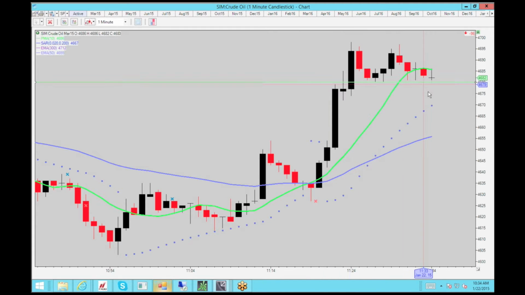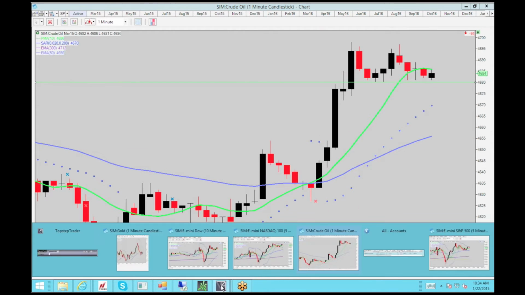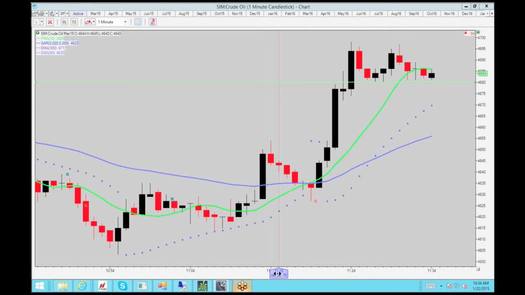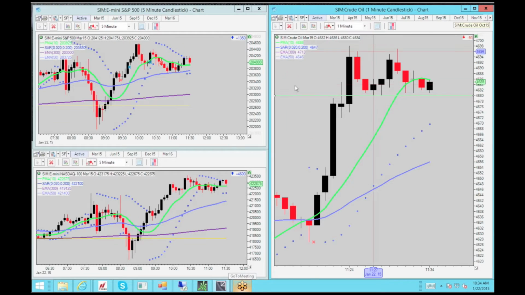So if this breaks this level, it's going to come. You're going to start seeing it come back pretty good. You can see the fight going on here. Let's see if I've got one up. That's pretty common. This should have taken the S&P higher. So here's the S&P on that bounce there. Same move.